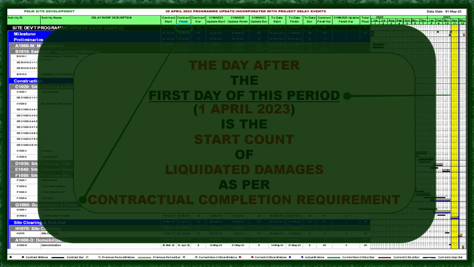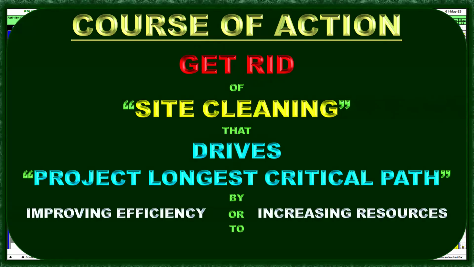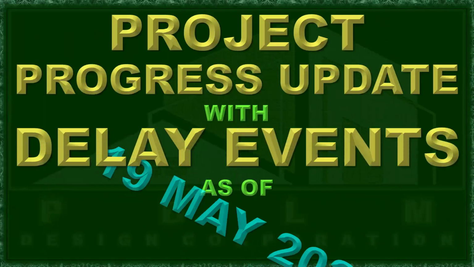Okay, so course of action, get rid of site clearing that drives project longest path by improving efficiency or increasing resources to increase productivity. Okay, so project status checkpoint. Now, on this period, the liquidated damages is now running against the contractor. So let's do the project progress update with the events as of 19th of May.